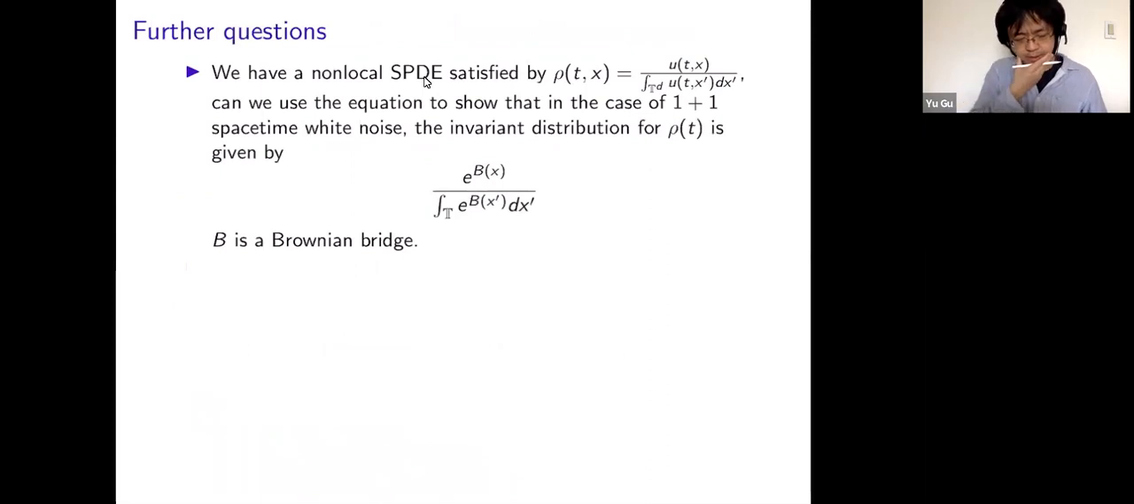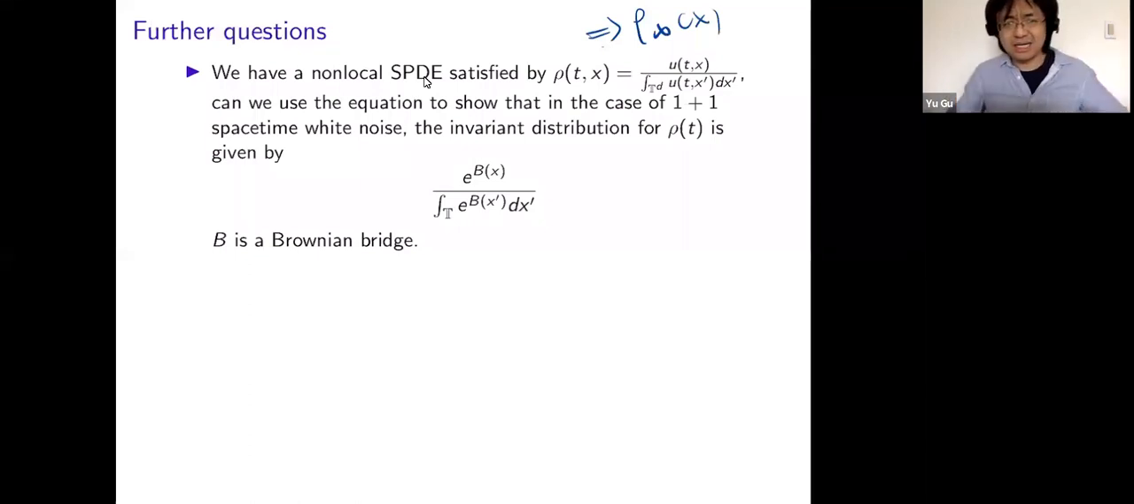So let me list a few questions. The first question is that we derive the non-local SPDE for this rho, and as I mentioned, we show that rho will converge to rho infinity. But we're not able to identify this rho infinity. And as I mentioned, in the case of one plus one spacetime, what I know is the invariant distribution for this rho should just be this thing, right?